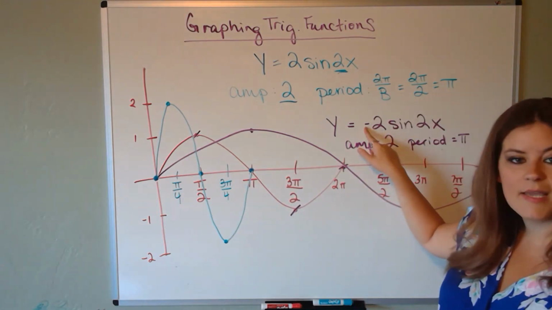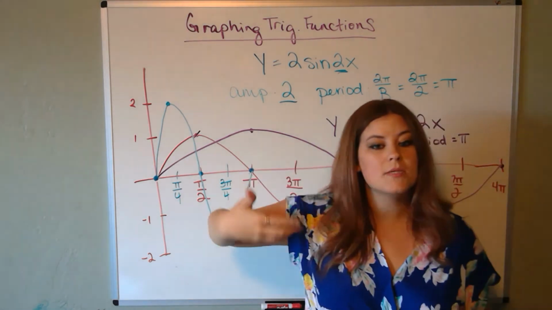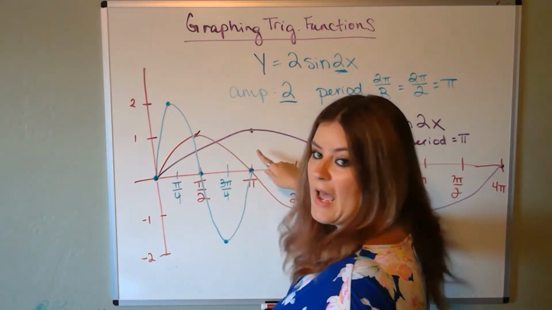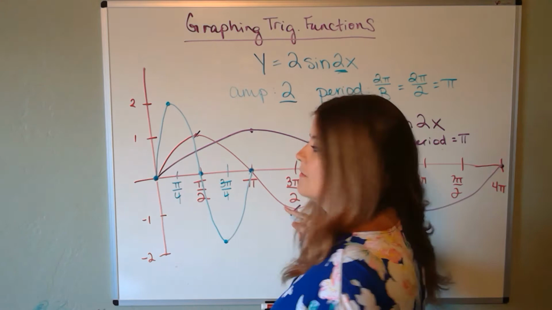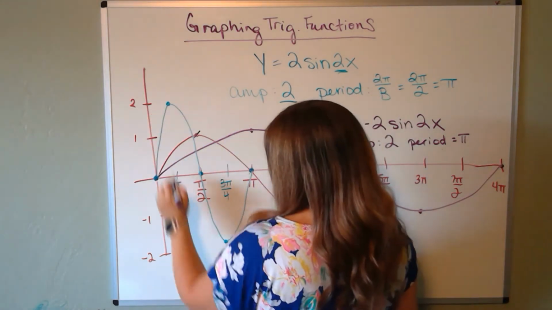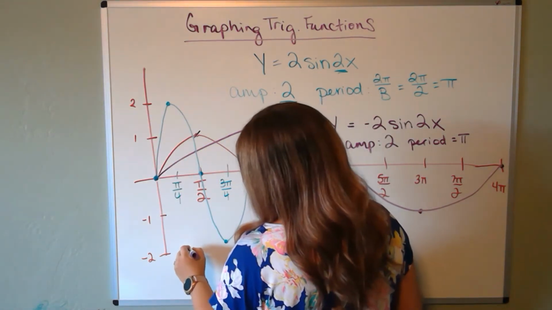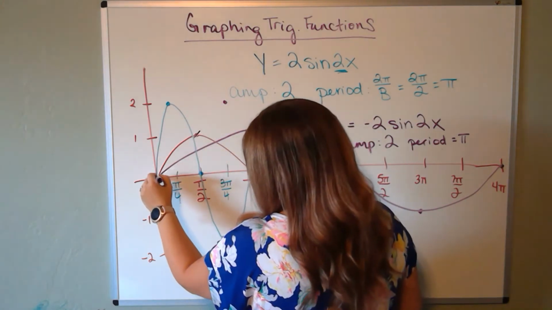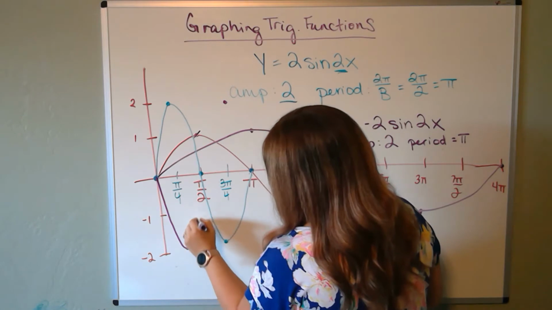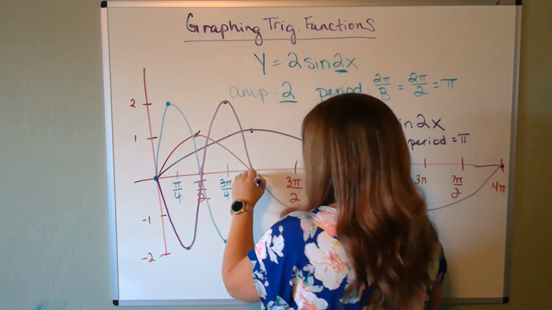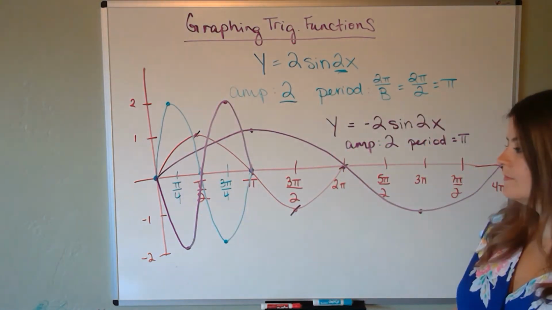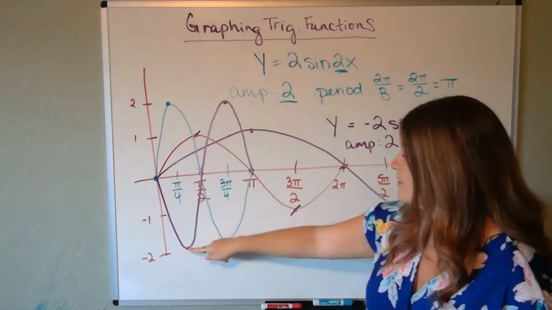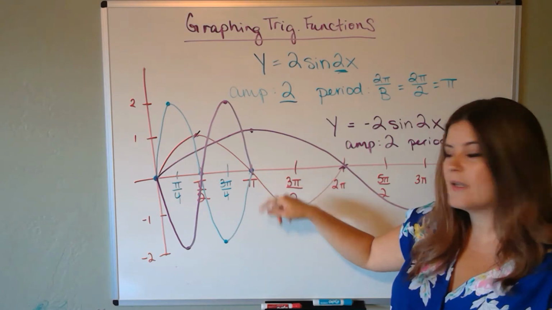But what does the negative do? Let's remember, it flips it over the x-axis, right? So this is going to happen upside down. Where we used to be at a high point here, we're going to be at a low point now. Where this low point was is now going to be the high point. So this time we're going to start down and end up. So here is 2 sine 2x. Here's negative 2 sine 2x.